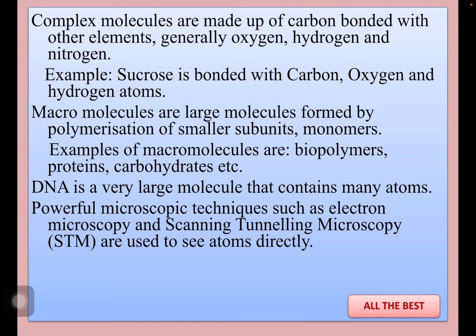Macromolecules are large molecules formed by polymerization of small subunits, monomers. Examples of macromolecules are biopolymers, protein, carbohydrates, etc. DNA is a very large molecule that contains many atoms. Powerful microscopic techniques such as electron microscopy or scanning tunneling microscopy are used to see atoms directly.